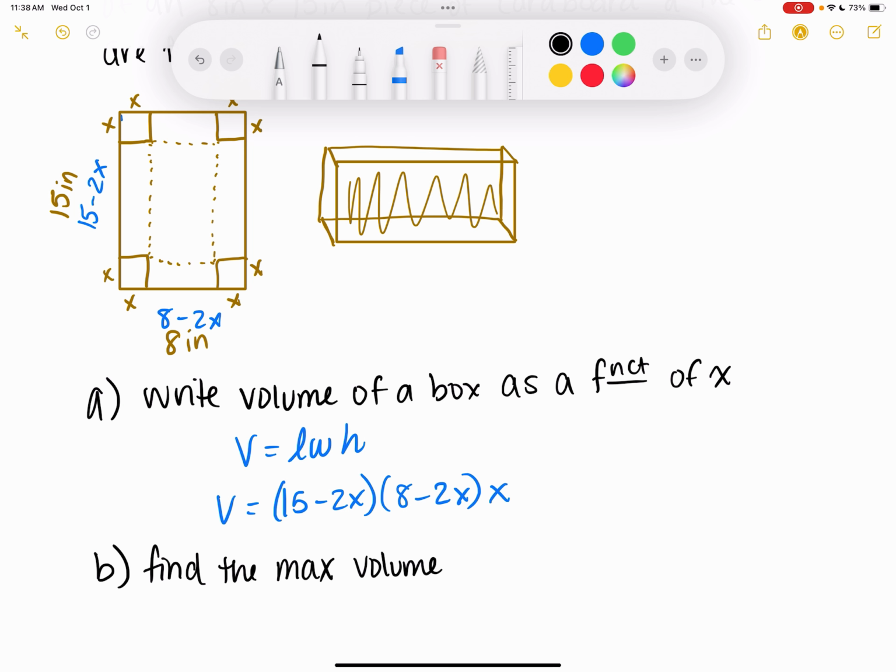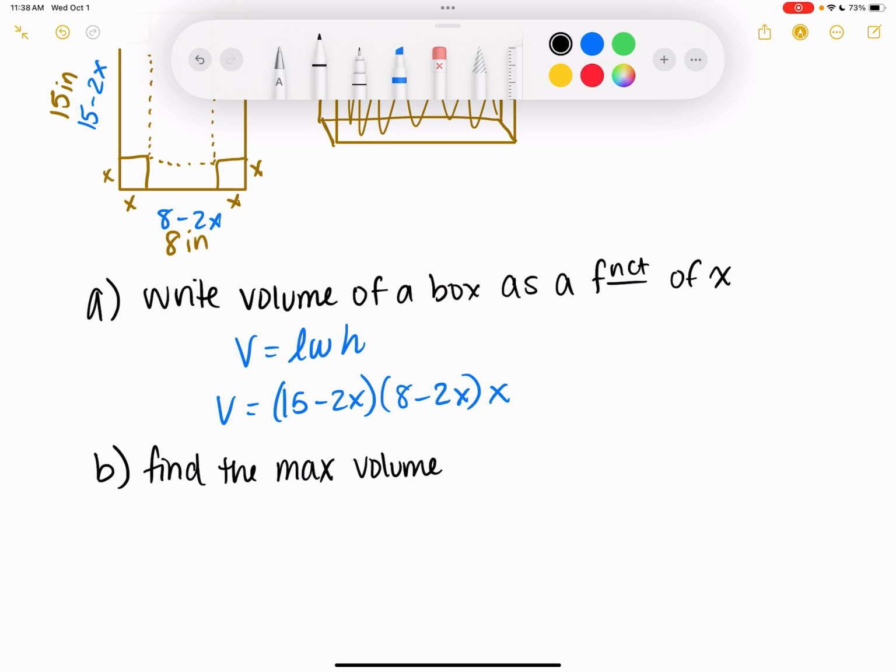So what you're going to do is take this equation for volume and plug it into your y equals. If you have a stat plot on from anything you've done on your calculator, you're going to want to clear that or turn that off. So we're plugging in this formula, so make sure you use the parentheses. So 15 minus 2x times 8 minus 2x times x. And then you'll do zoom 6 for zoom standard.